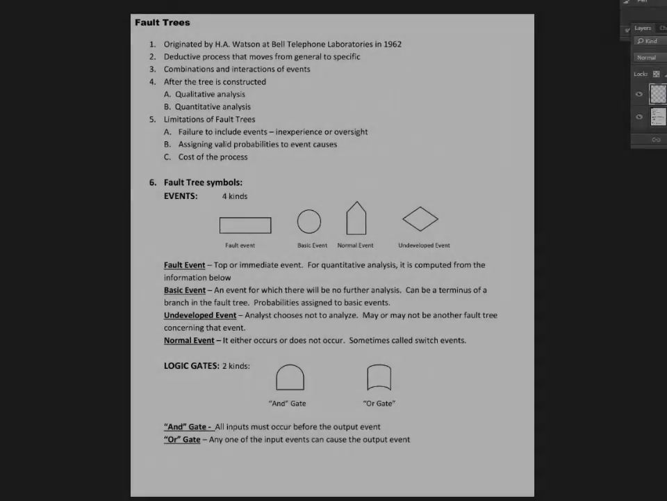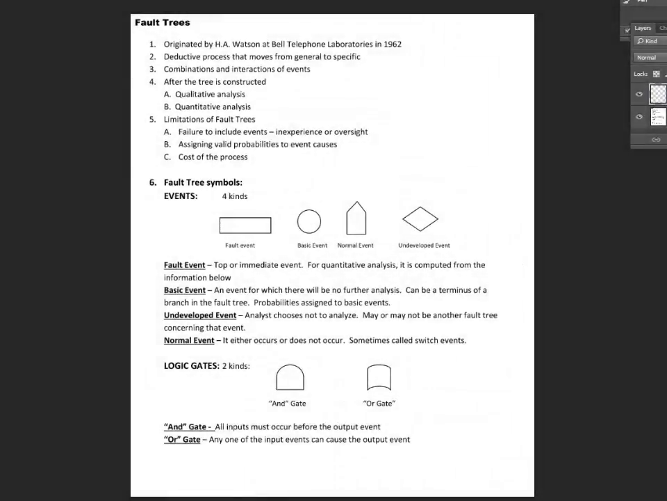Today we're going to talk about fault trees. Fault trees are a way to graphically represent risk. It's one of the tools that we're going to study.